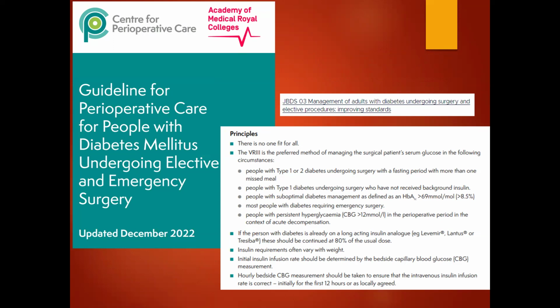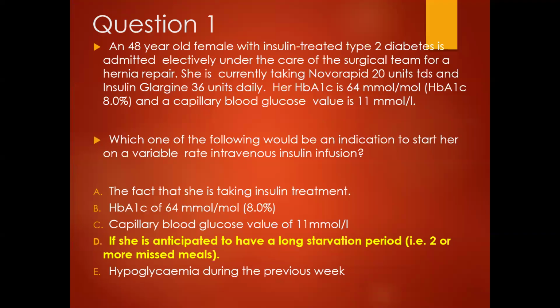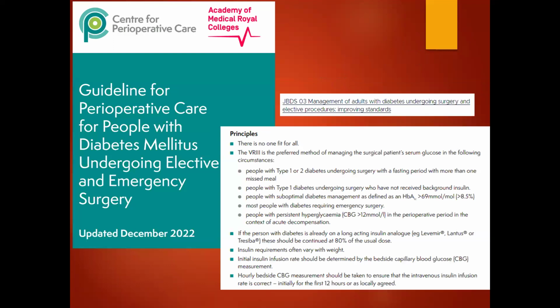People with suboptimal diabetes management, defined as HbA1c of more than 8.5% or more than 69 millimole. Our patient had 64 millimole. Again, that did not fit that criteria. Most people with diabetes requiring emergency surgery, but our patient was undergoing elective surgery, and people with persistent hyperglycemia, CBG more than 12. Our patient had CBG of around 11.